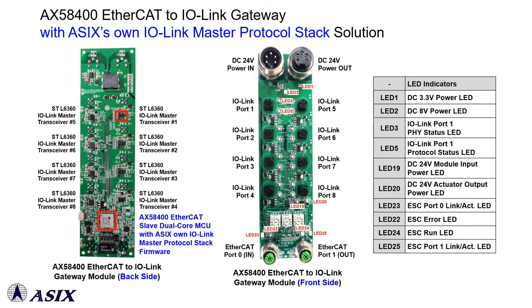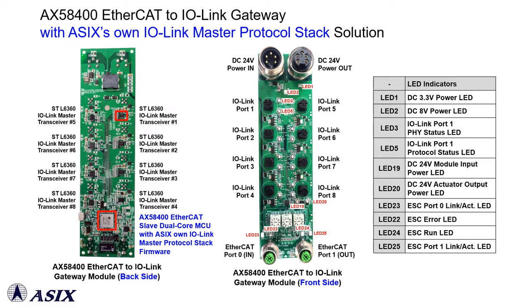The AX58400 EtherCAT to I/O Link Gateway solution is developed by using the AX58400 EtherCAT Slave Controller with Dual-Core MCU and ASIX's own I/O Link Master Protocol Stack. This solution uses the highest-performing ARM Cortex M7 core of the AX58400 to process the I/O Link Master Protocol Stack operation for supporting up to 8 I/O Link devices, and uses the ARM Cortex M4 core to process the EtherCAT Slave Protocol Stack operation in parallel.